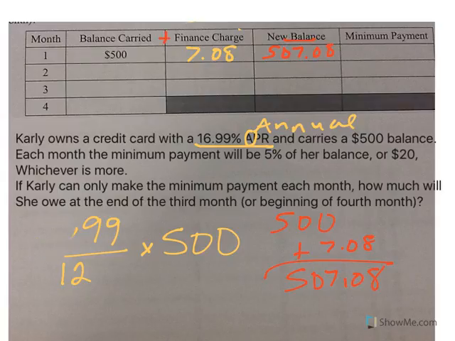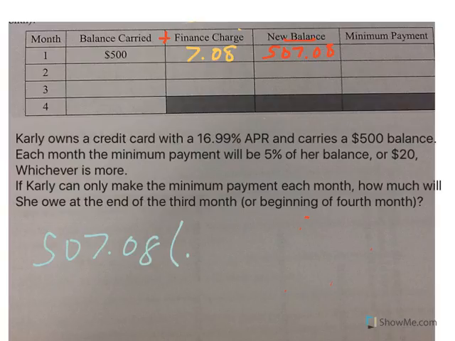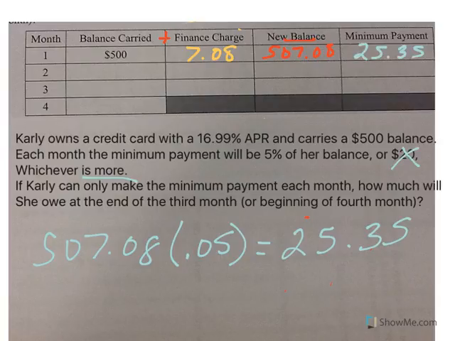Now you recall that the problem says your minimum payment is 5% of your balance or $20, whichever is greater. So if I take my balance, 507.08, and multiply by 0.05, because I have to figure that out first, is that bigger than $20? I don't know. So when I take 507.08 multiplied by 0.05, I end up with 25.35. Now, that is more than 20, so I know my minimum payment is going to be $25.35.